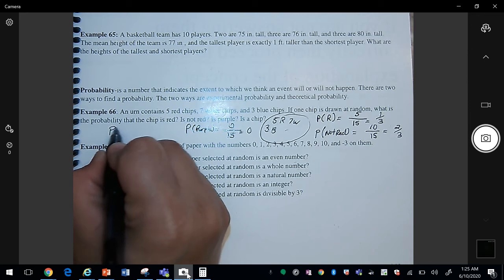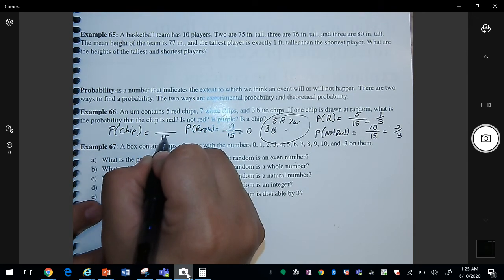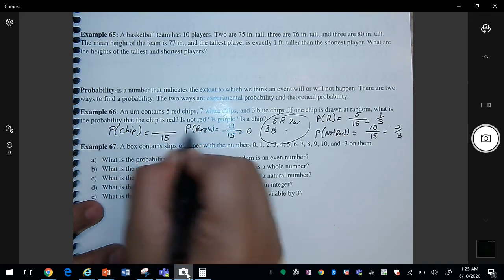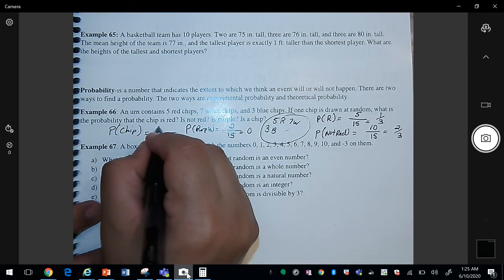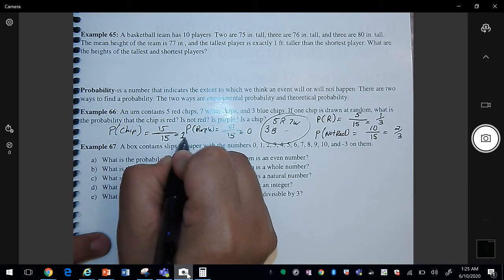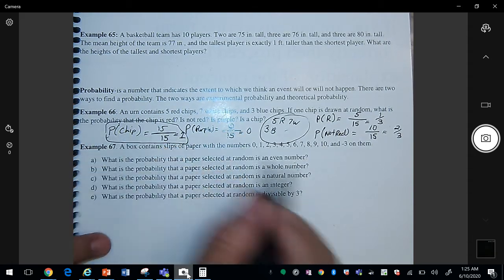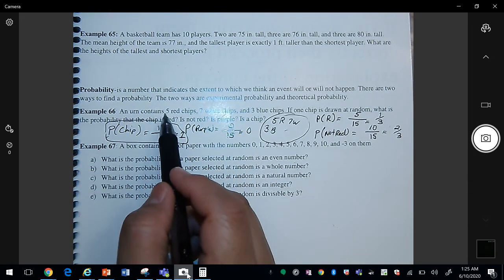And then the last one, the probability of getting a chip, well, there's 15 chips, and of the 15, 15 are chips. So the probability is going to be 1. So it's a certain event, which means that no matter what you do, you always get a chip out of the bag.